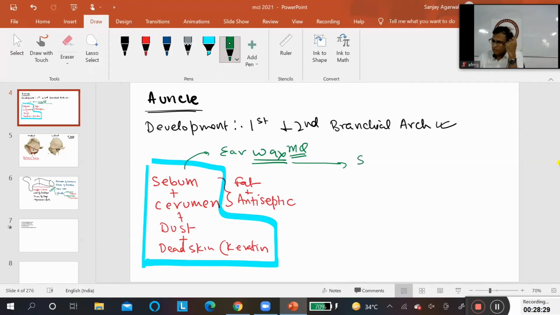A method called syringing. Syringing is a method used for cleaning the canal of ear wax or any foreign body. What is the meaning of syringing? Basically, it is flushing the canal with water. The water goes inside, hits the membrane and comes back. So when the water is coming back, it brings out everything along with it, whatever is inside.